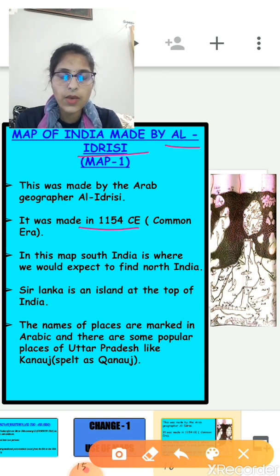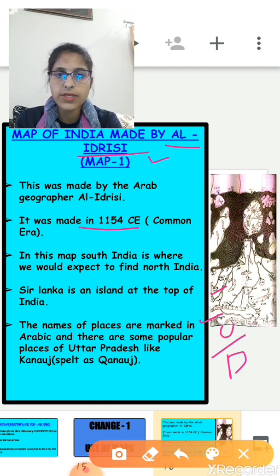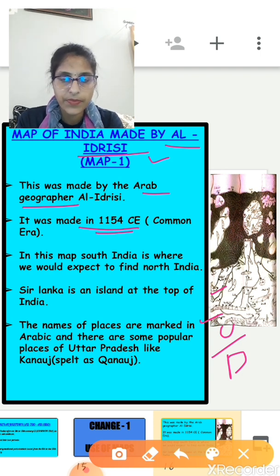His map is very precious and was considered so for nearly three centuries. But students, do you know one interesting fact about his map? Just look at this map. The map is upside down. Al-Idrisi was an Arab geographer, and he designed this map in 1154 CE. So the interesting fact about his map is that it was upside down.